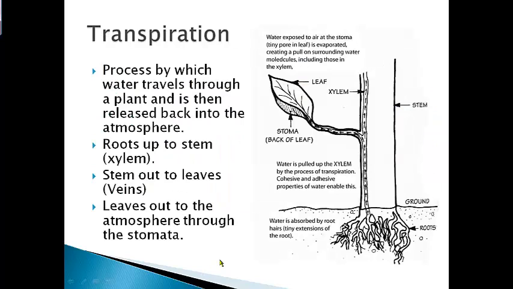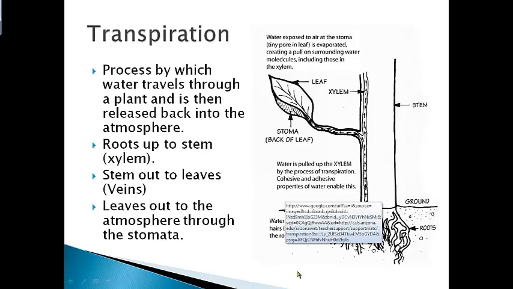What is transpiration? Transpiration is the process by which water travels through a plant and is then released back into the atmosphere. It is actually a part of the water cycle. What happens is the roots down here pull water out of the soil, okay, and that water travels up the stem through the xylem, okay, and out to the leaves through the veins in the leaves, okay, and goes into the leaves. And then it goes out through the stomata and into the atmosphere.